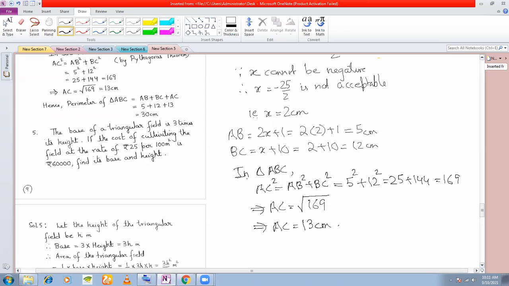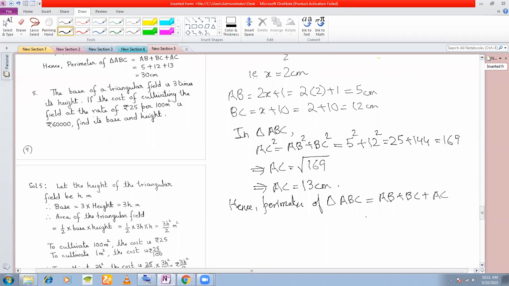Okay. So we have found out AB, BC, and AC. Hence, what is the perimeter? AB plus BC plus AC, 5 plus 12 plus 13. You get 30 centimeters as your perimeter. Any question here?